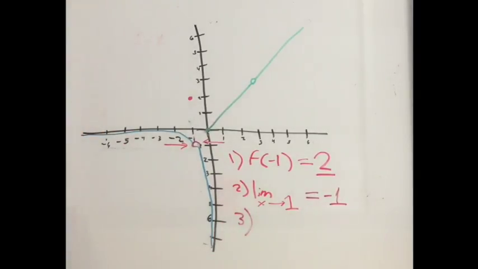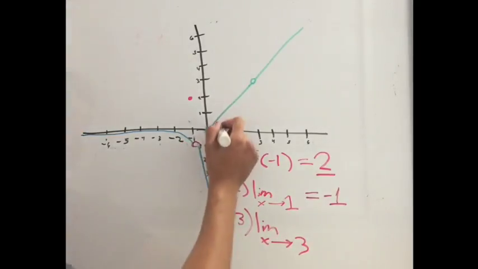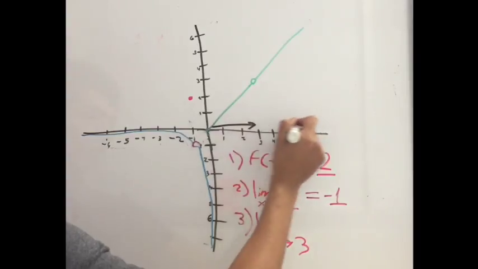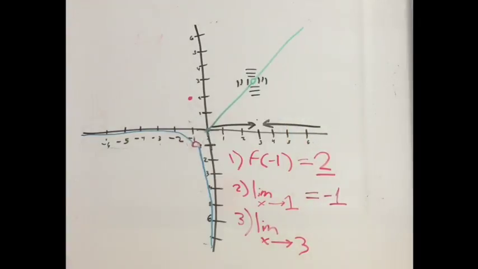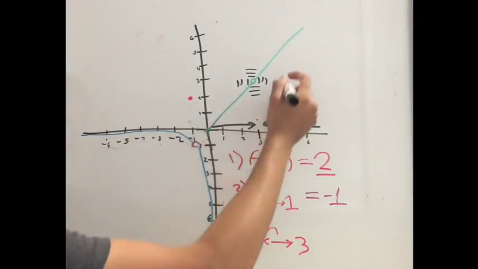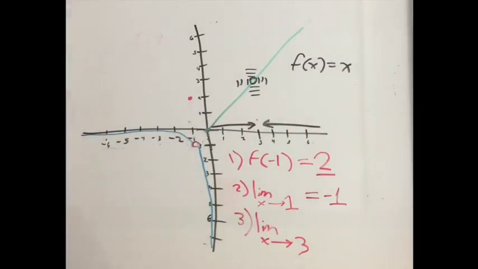The third problem is asking to find the limit as x is approaching 3. Once again, we search for a value that the function is approaching from both sides at x equals 3. In our graph, we can see that it's on the part of the function f of x equals x. So the value that it is approaching is equal to 3.